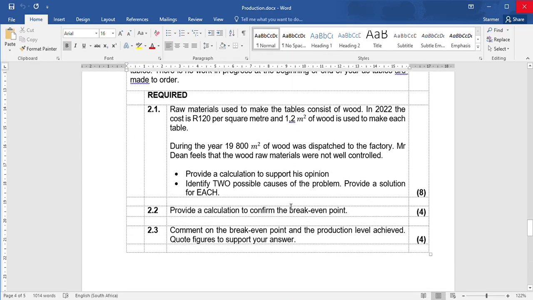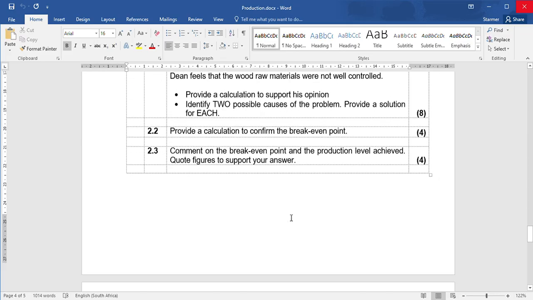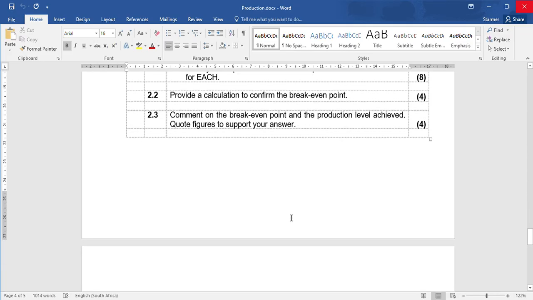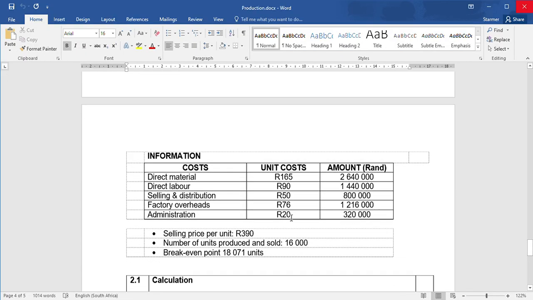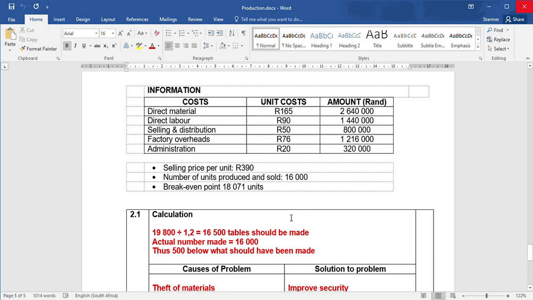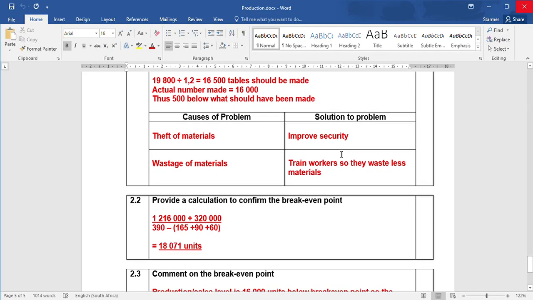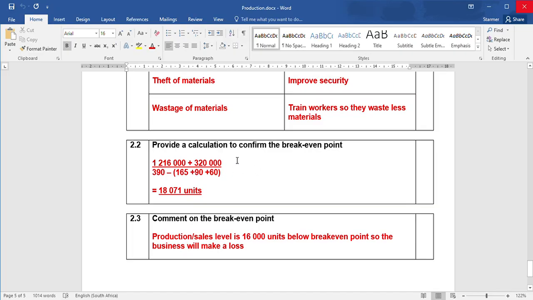Okay, the next question asks you to provide a calculation to confirm the break-even points. The formula for calculating break-even point is your fixed costs divided by the profit that you're making on your variable costs. So you need to look and see what your fixed costs are here. Remember I told you just now that your fixed costs remain constant irrespective of number of units made and sold. So your factory overheads of 1.216 million as well as your admin cost of 320,000 are your fixed costs.